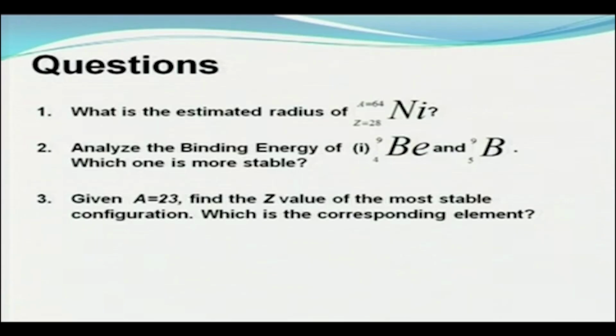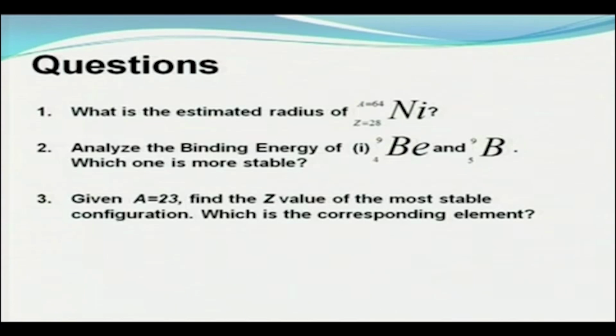So, let me pose a few questions before we actually conclude this. One is, as we said, there is a relation between the mass number and the radius, and we could estimate the value of the radius of the nucleus given the value of A. So, here it is a very simple question, just to demonstrate this again.